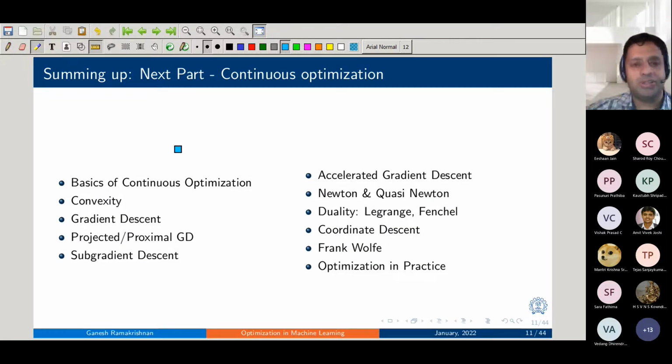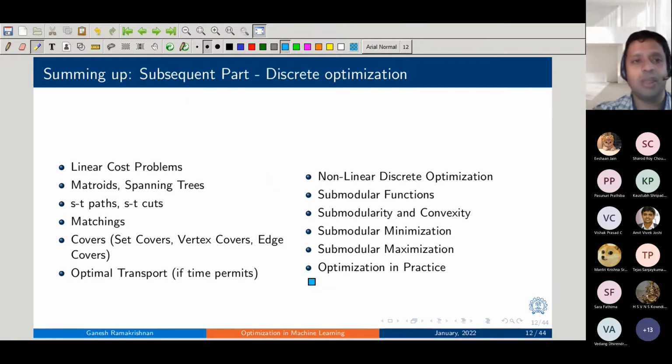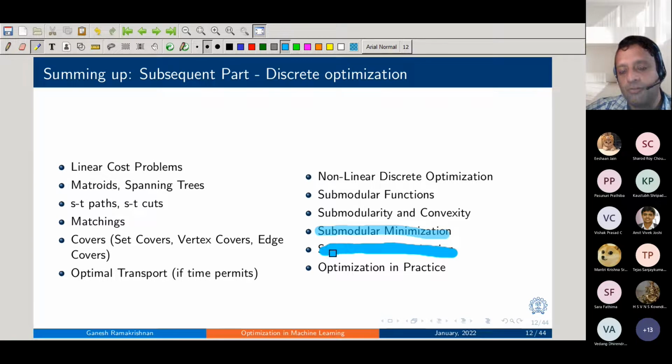Next part, we'll deal with continuous optimization problems, convexity, gradient descent, as I said, and that will lead us to several interesting algorithms: accelerated gradient descent, Newton and quasi-Newton, and so on. But very importantly, we'll see how a lot of stochastic gradient descent optimization problems can also be analyzed using the tools we are going to develop. And then we'll move on to discrete optimization. We look at linear cost, but more importantly, we'll focus on submodular minimization and maximization, more of maximization than minimization. I have notes on optimal transport. Let's see if we get time. But this is going to be a critical part, the submodularity.